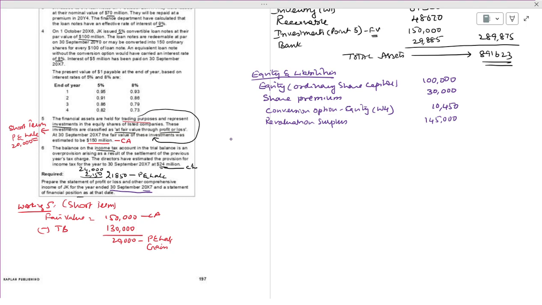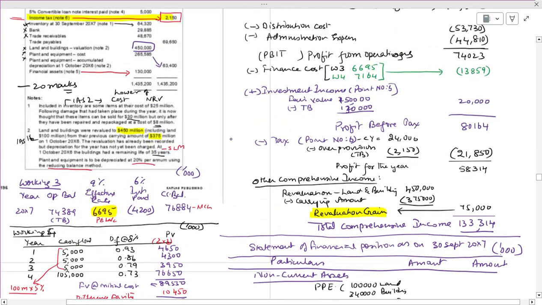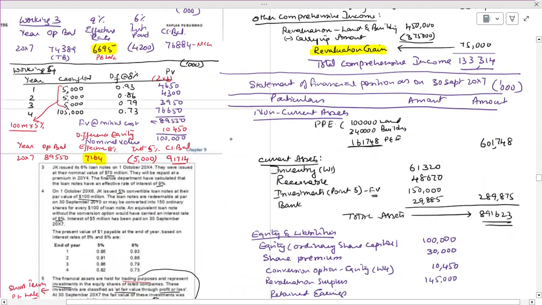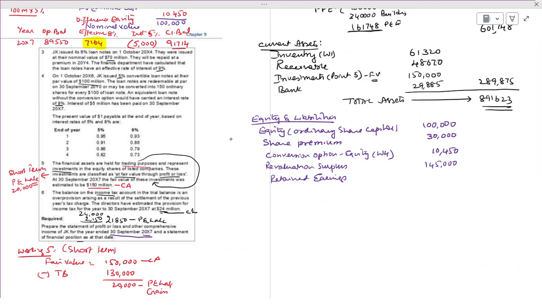Then retained earnings. How much is the retained earnings? 285,611. See, everybody will do it separately. Okay? 285,611. Then you have to write total comprehensive income. How much is the profit and loss account? Current year profit is how much? Down here, profit total 133,314.